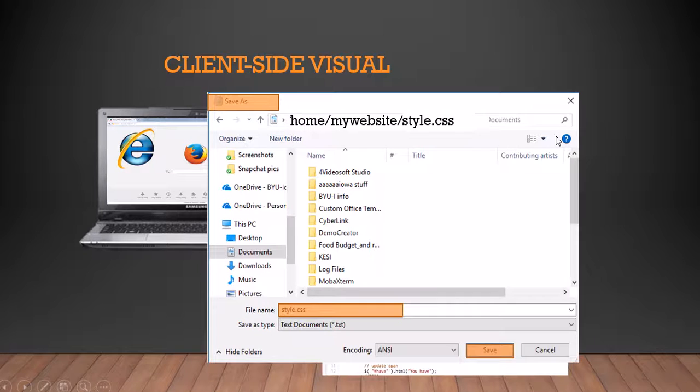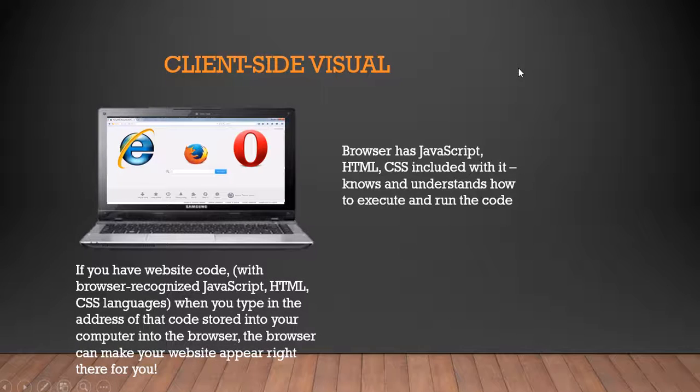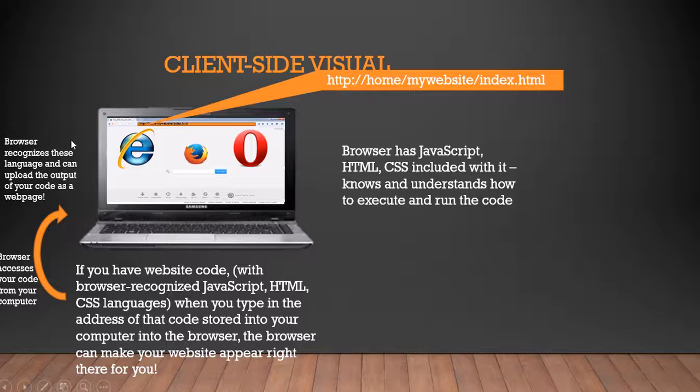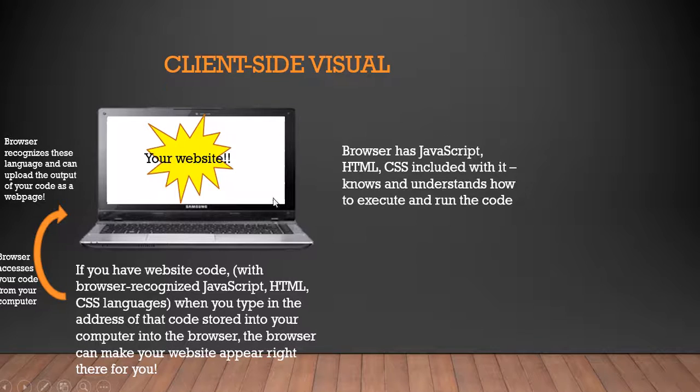This address right here is the same, right, as index. So we'll go back and show you that. That's exactly where we saved it on our computer, and we're writing it up as the address. The browser recognizes these languages and can output your code as a web page. The browser accesses your code from your computer because you entered this address, and it brings it up from your computer. And ta-da, your website is displayed, and it pops up as so.